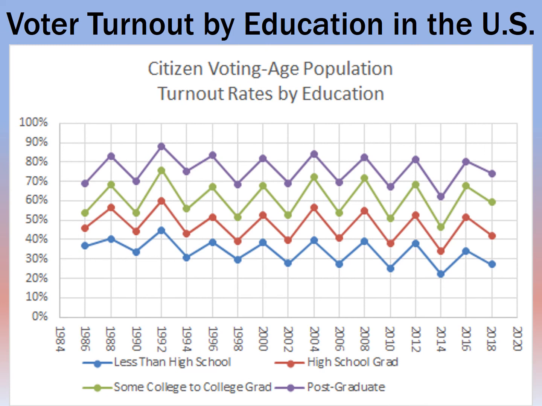Here's your turnout by education in the US, and you can see on the bottom there is the key. If you have less than a high school education, most people are not showing up to vote very much. Then you can see high school grads in red, and some college to college grads in green, and then postgraduate in the purple. So generally, the higher the amount of education, the more likely a person is to vote.